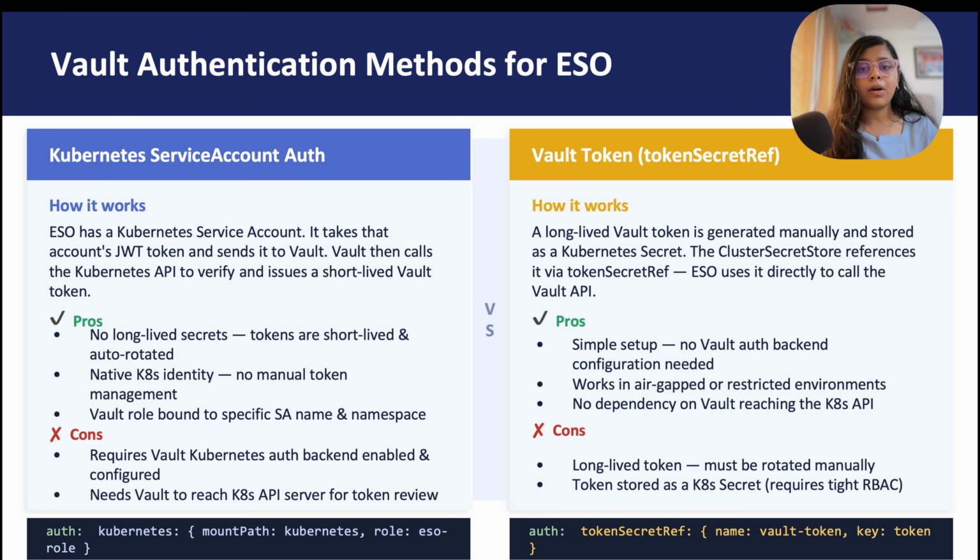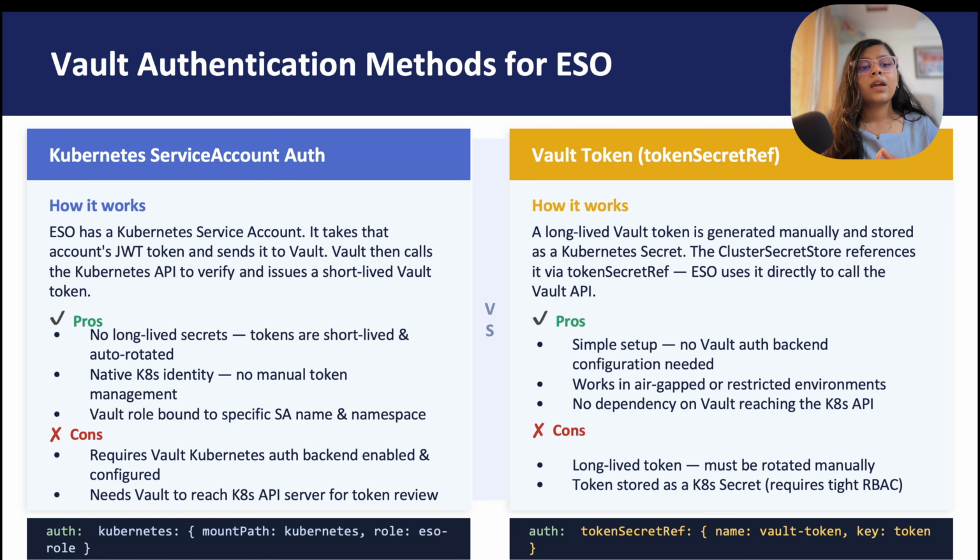Now let's talk about the vault token. It is a simple setup. No vault auth backend configuration is needed in here. It just works in air-gapped or restricted environments. There is no dependency on Vault reaching the Kubernetes API. So I said the same thing, right? So API is handling everything in case of service account, whereas in case of Vault tokens, we don't involve the API. So it is a simpler approach.